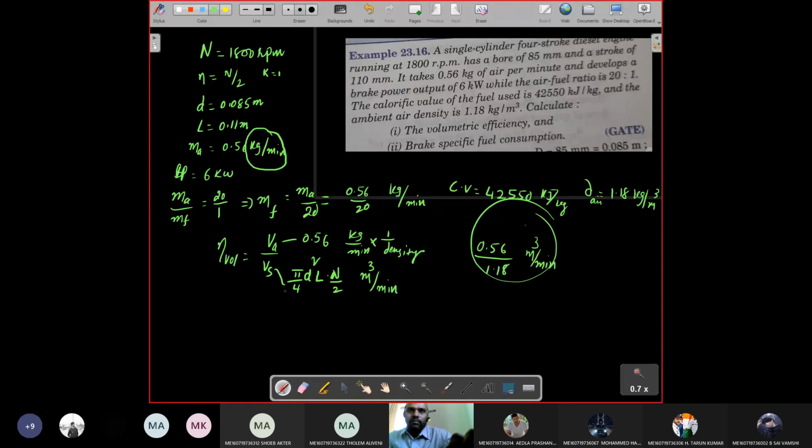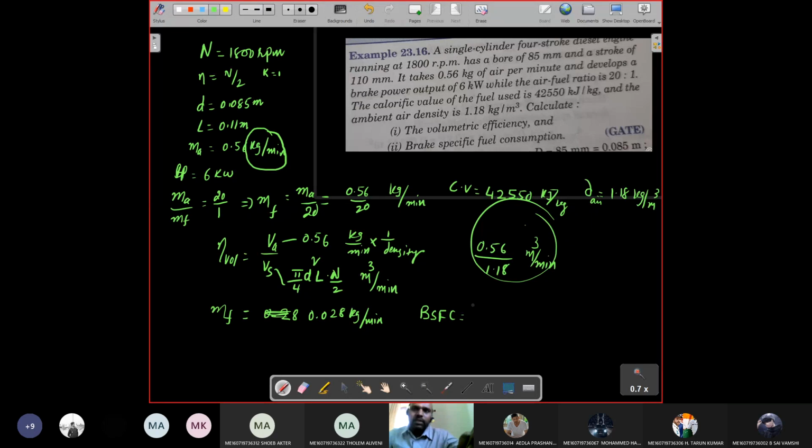So now tell me, mass of fuel, how much did we get? Mass of fuel is 0.56 by 20, which is 0.028 kg per minute. Yes or no? This is the mass of fuel. So how to calculate specific fuel consumption?